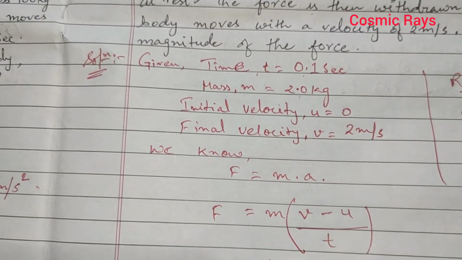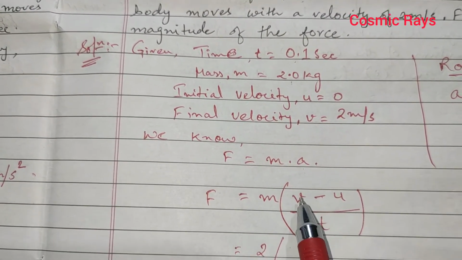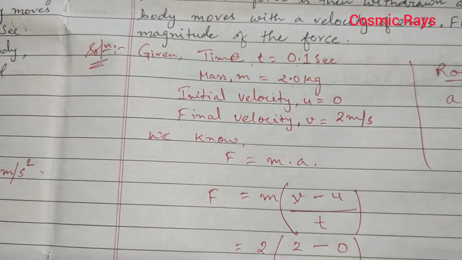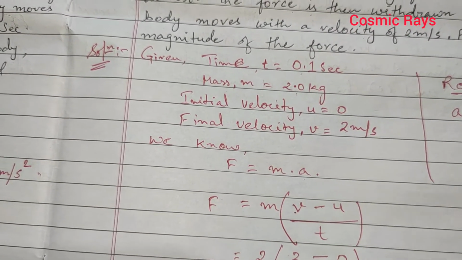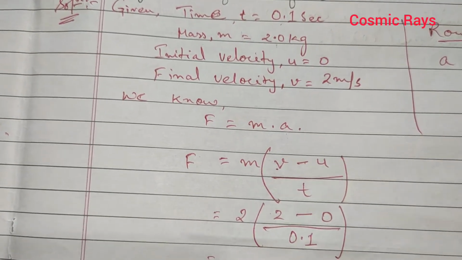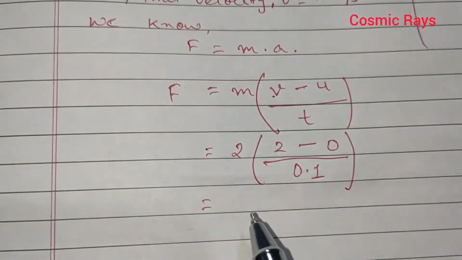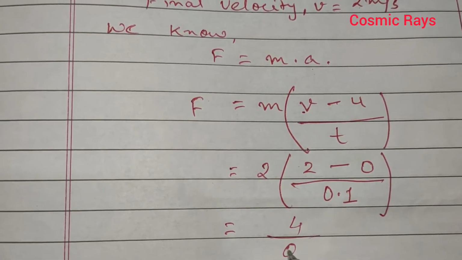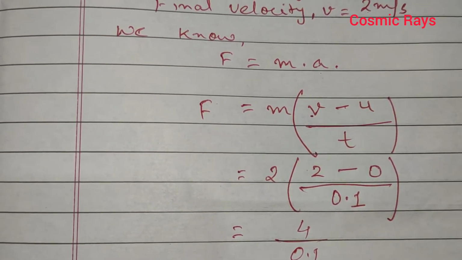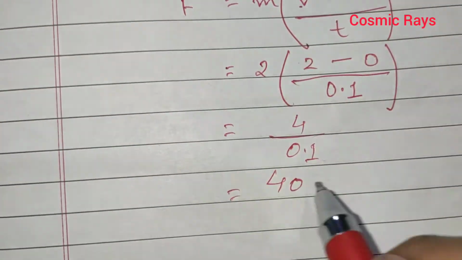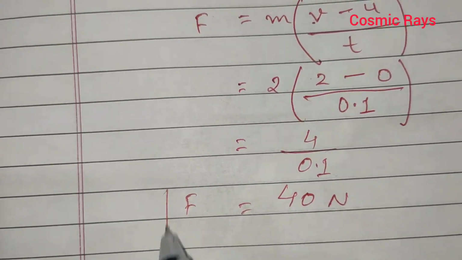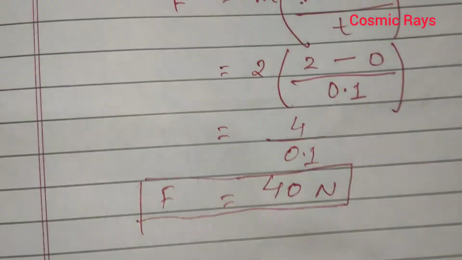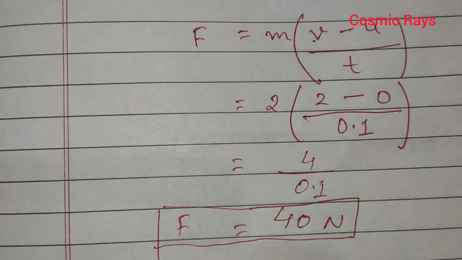So mass is 2 kg multiplied by final velocity is 2 meter minus initial velocity is 0 divided by time is 0.1 second. So after simplifying and calculating it, we will get 4 divided by 0.1, or we can say 40 Newton is the required magnitude of the force. So you can simply write one line, the magnitude of the force is 40 Newton.